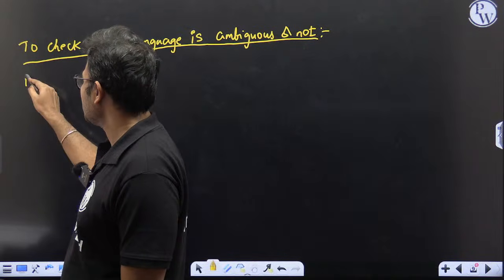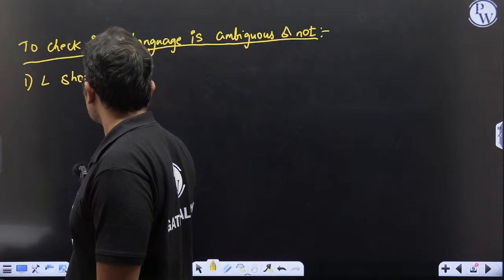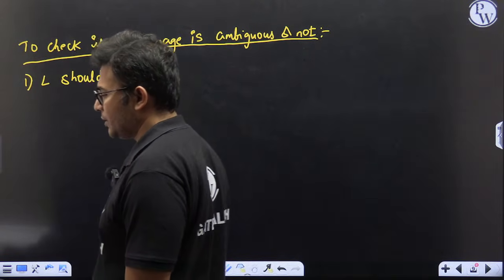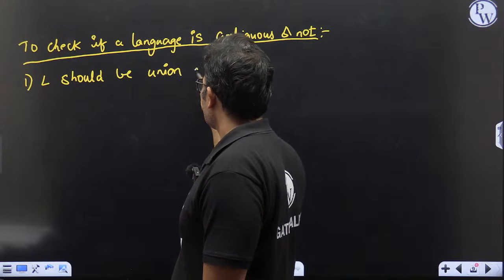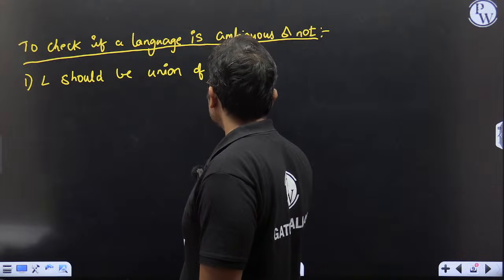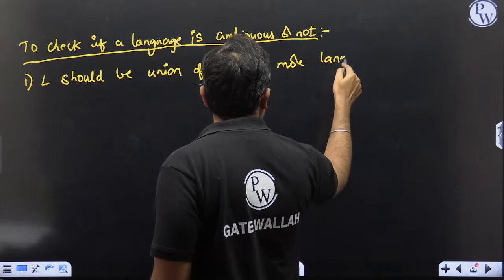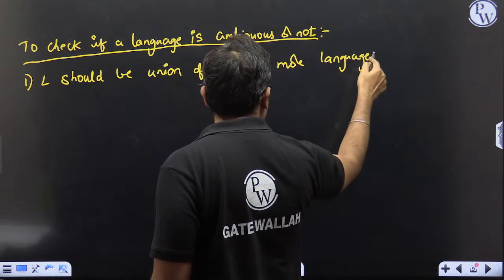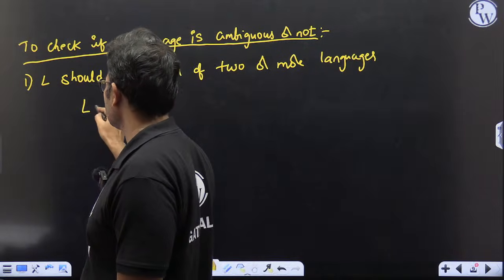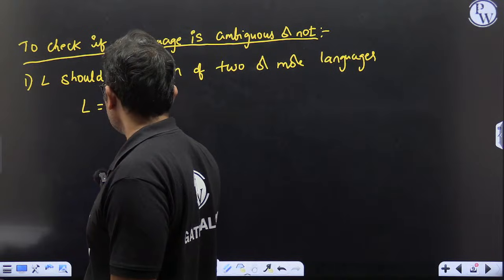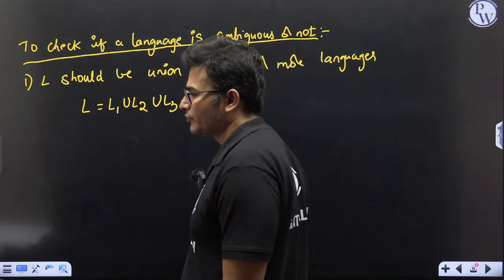Rule number one is L should be a union of two or more languages, which means L should be L1 union L2 union L3, and so on, two or more languages.